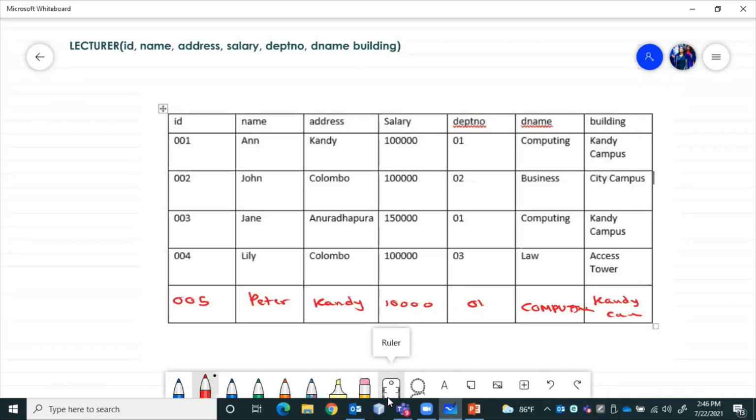Think about an SQL query. You want to retrieve the lecturers, the lecturer names, who are working in the computing department. So then what are we supposed to give? We are supposed to give select, let's say name, because we are interested in the names. Select name from the lecturer relation.